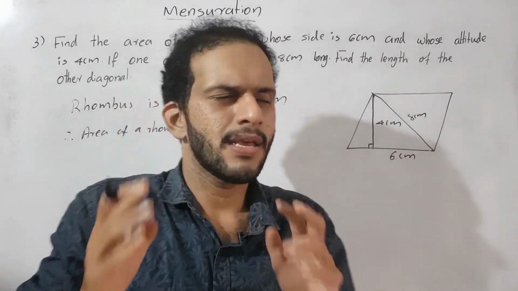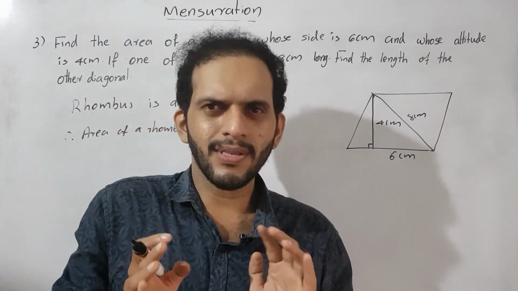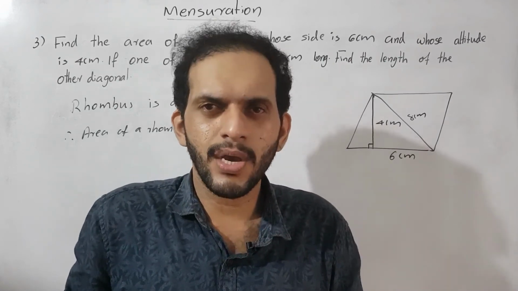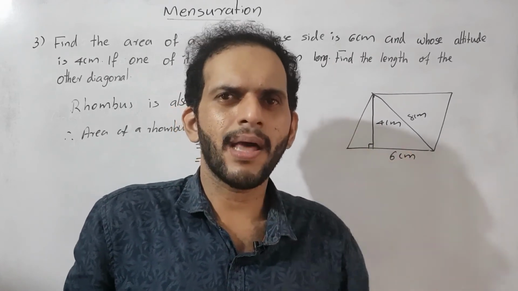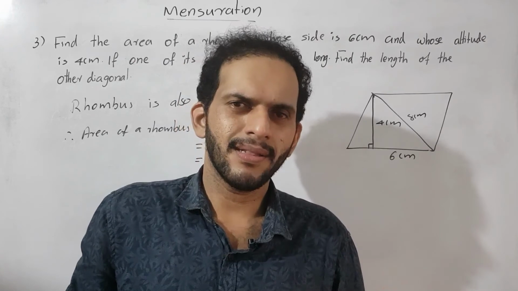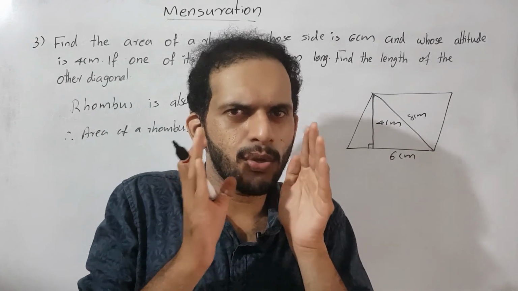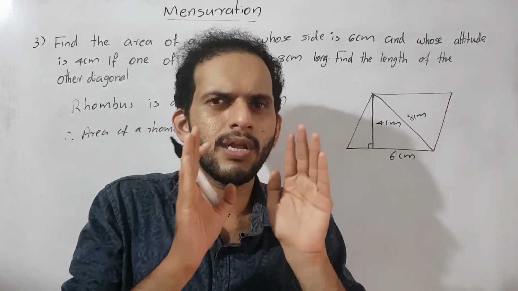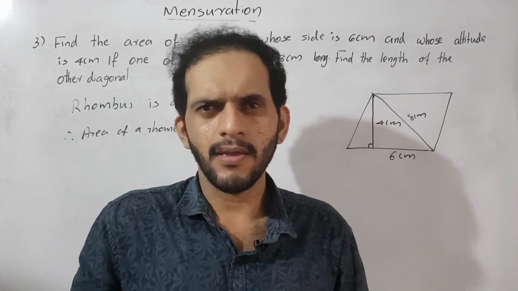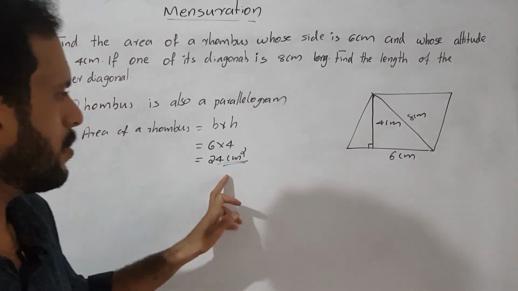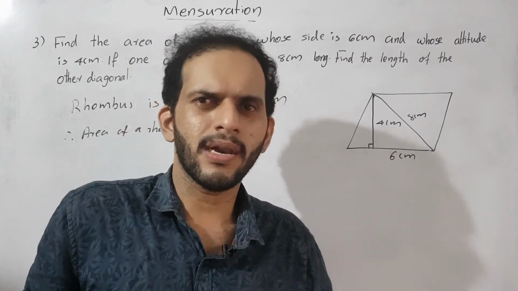Okay, then suppose that we know the second diagonal measurement, and we use the equation half into d1 into d2 to find out the area of this rhombus, what answer do we get? Yes, we get the same answer. Yes, 24 square centimeter. അല്ലേ, നമുക്ക് D1 അറിയാം, D2 കൂടി അറിയാമെന്ന് വിചാരിക്കുക.